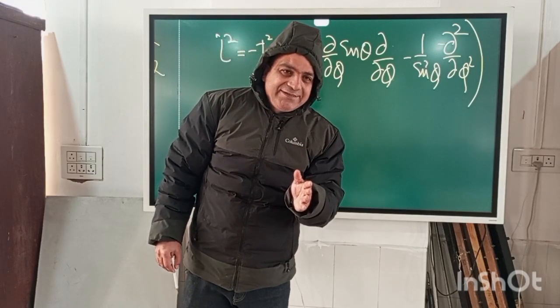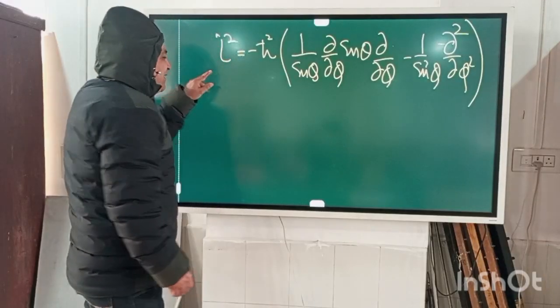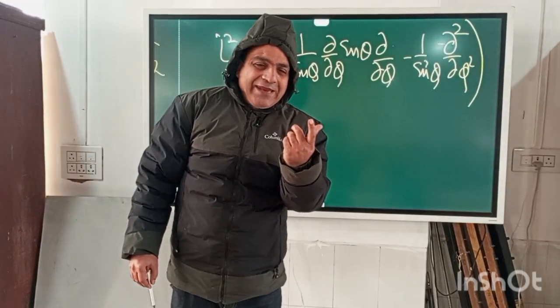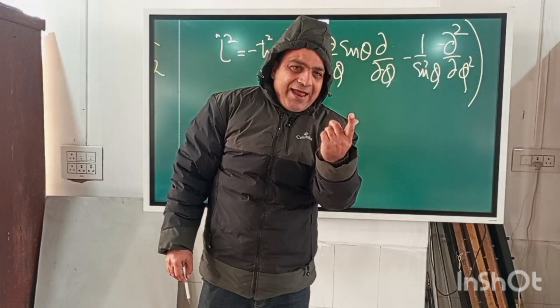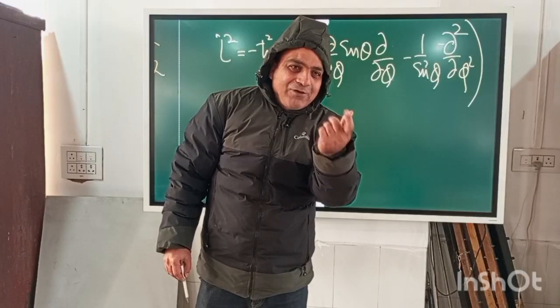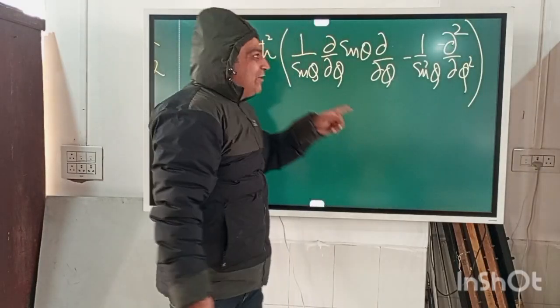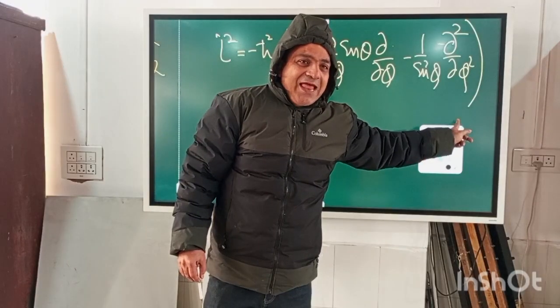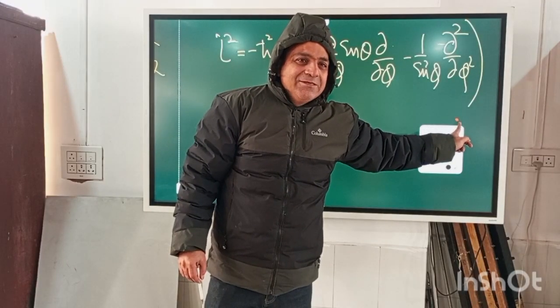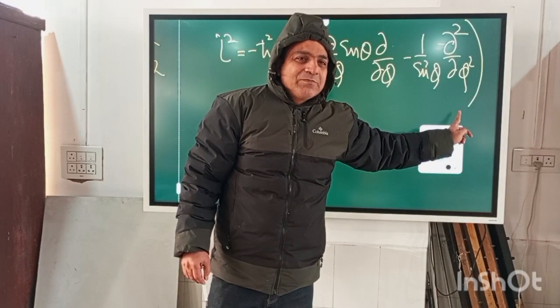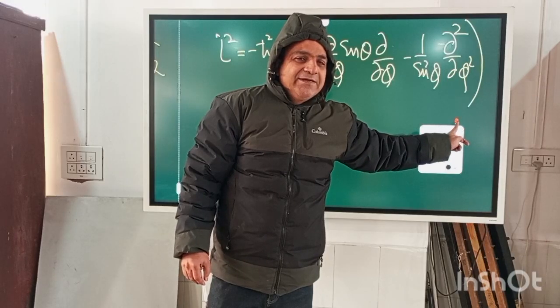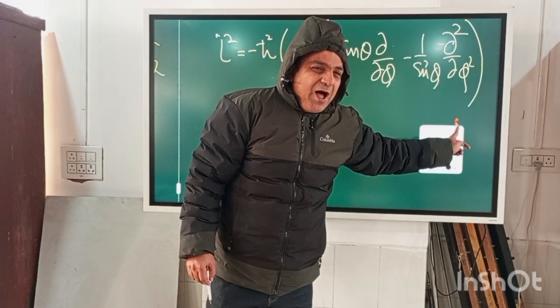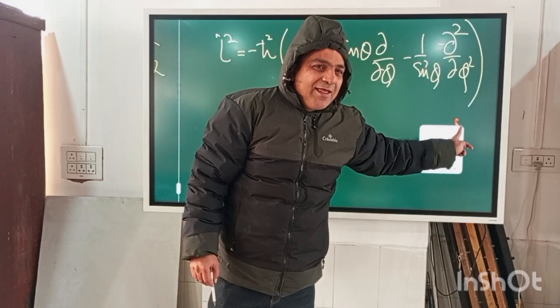Let me revise what I said. You have independently taken L, you calculated L square, right? And when you calculate L square, you will reach this result. And this result is already existing in Schrodinger's wave equation in spherical polar coordinates. When you have that angular part, what do you have?